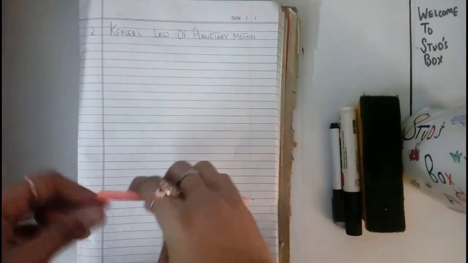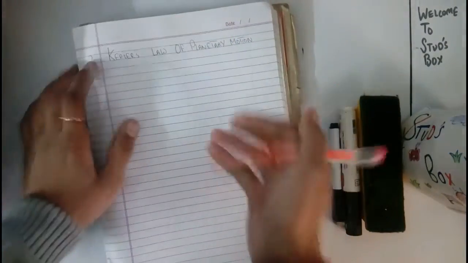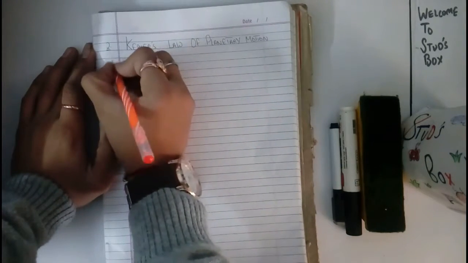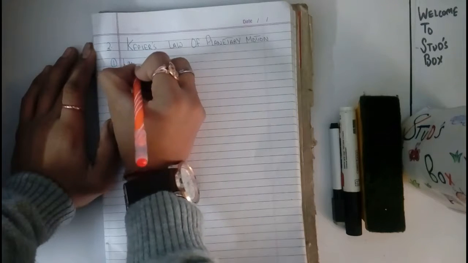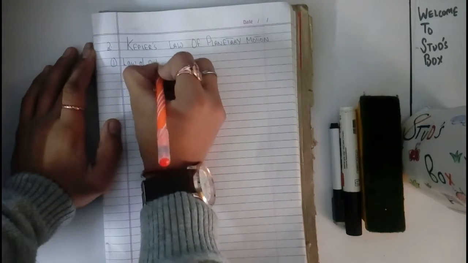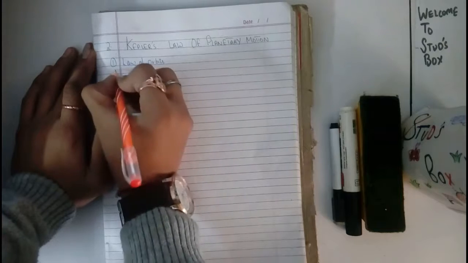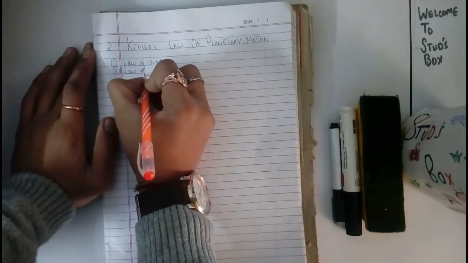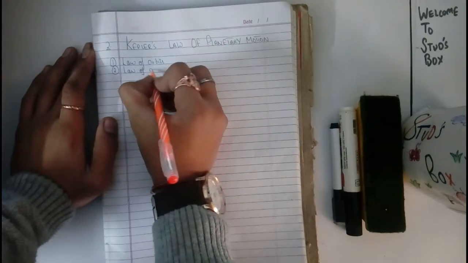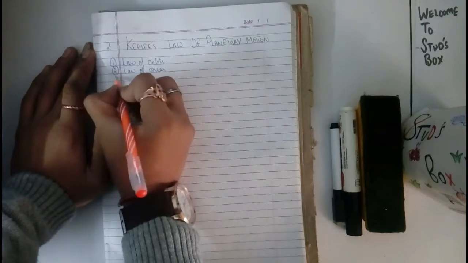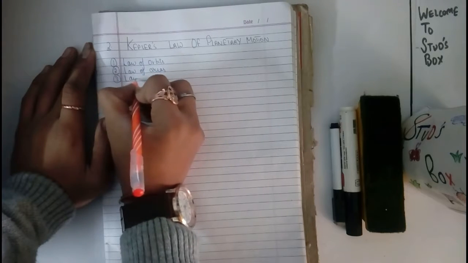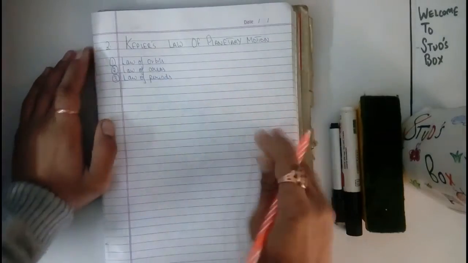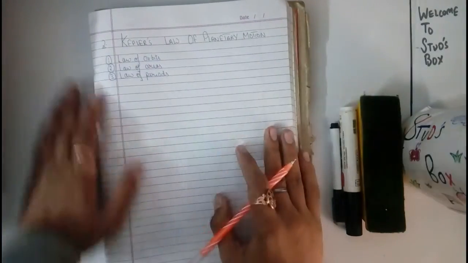So today we'll be discussing Kepler's laws of planetary motion. Kepler gave three laws. First is the law of orbits, second is the law of areas, and the third is the law of periods. So these are the three laws we are going to discuss today.